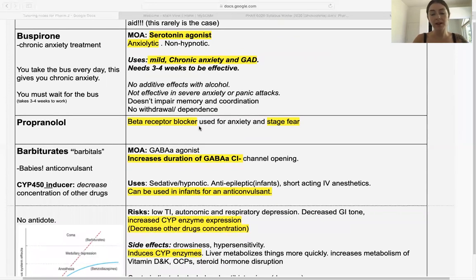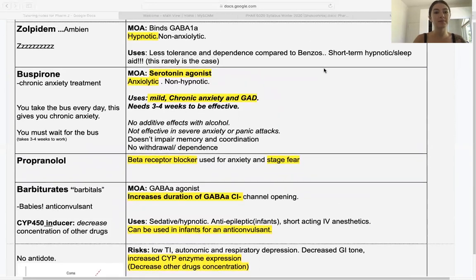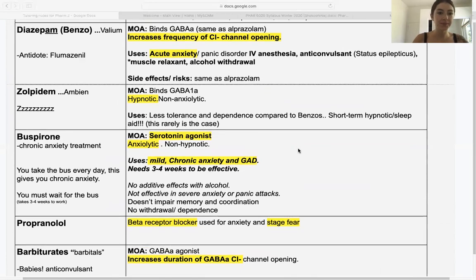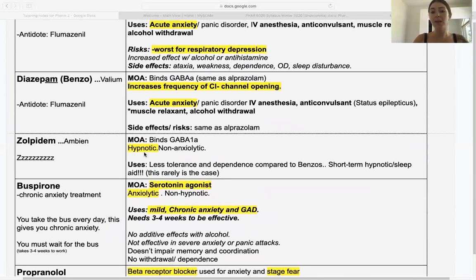Propranolol is a beta blocker, and it reduces anxiety and stage fear. Buspirone is used in chronic anxiety, and it works with serotonin. And because it works with serotonin, it needs 3 to 4 weeks to work. Zolpidem is a hypnotic, and it's not an anxiolytic. It's used for sleep. Remember, zolpidem, Z's.